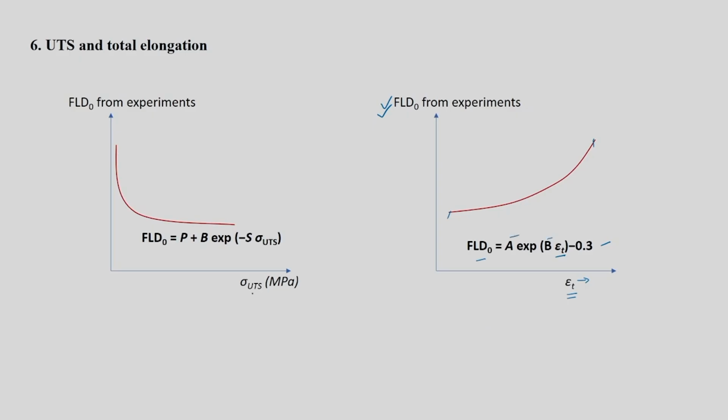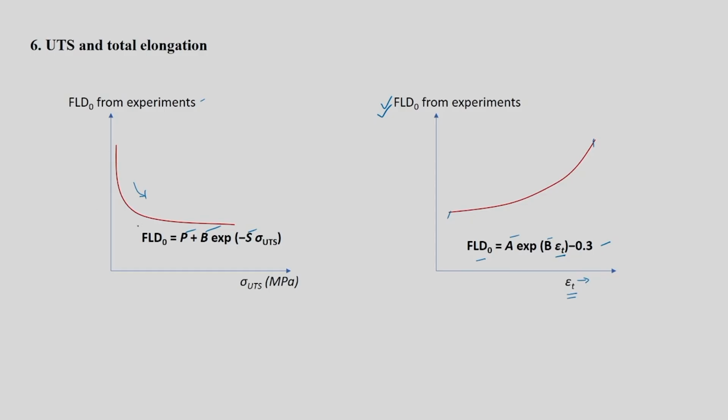Similarly, UTS can also be quantified for how it affects FLD 0. Again, lots and lots of experimental data has been plotted in one graph, and you will see that it is also an exponential one, but it is going to decay. So an increase in UTS will reduce the forming limit curve. I have given a simple equation: FLD 0 is P plus B exponential minus S into sigma UTS, where P, B, and S are all fitting constants that one has to get after fitting.